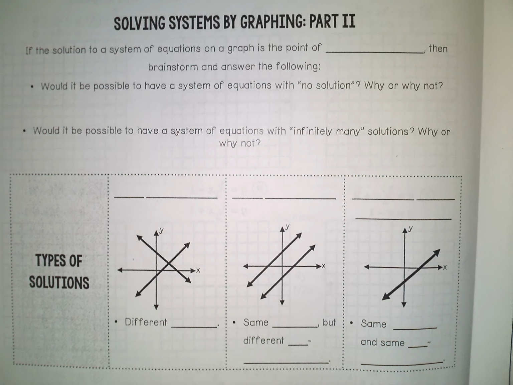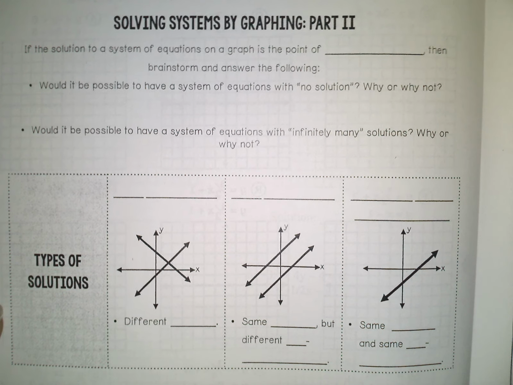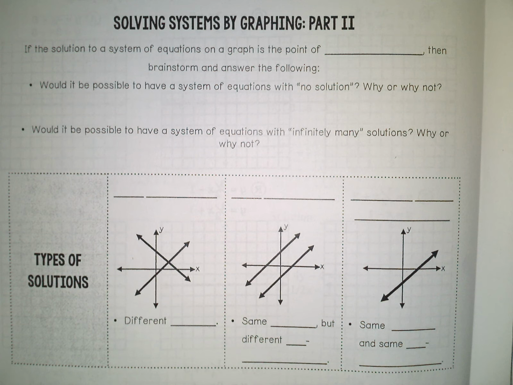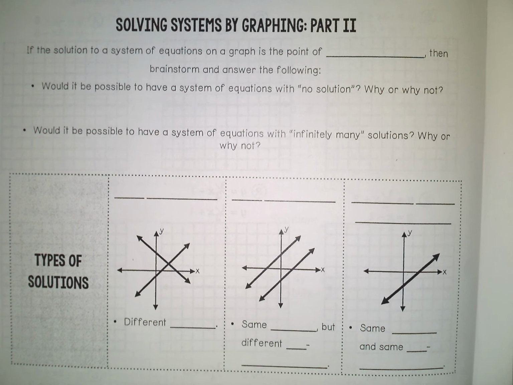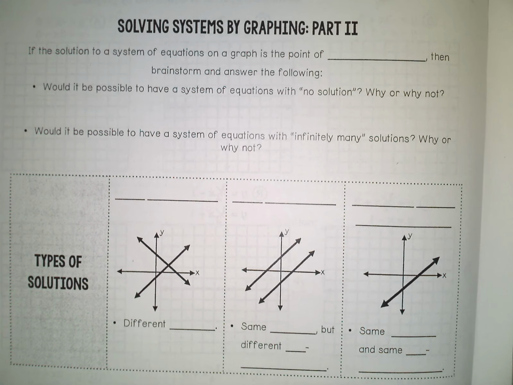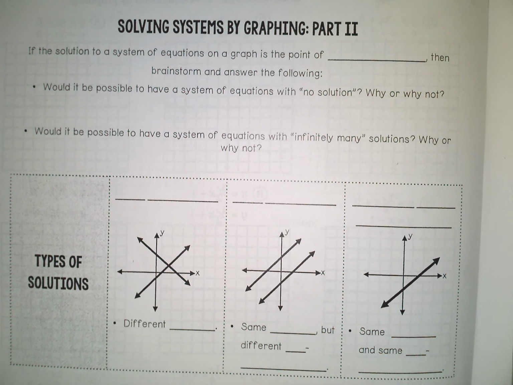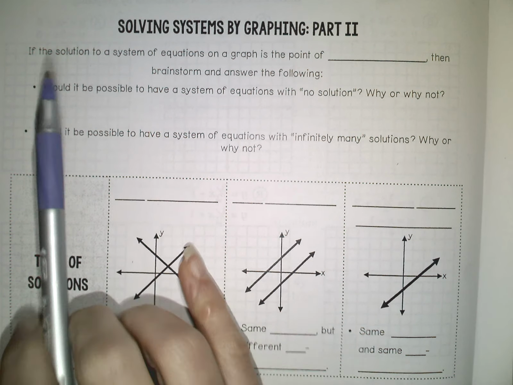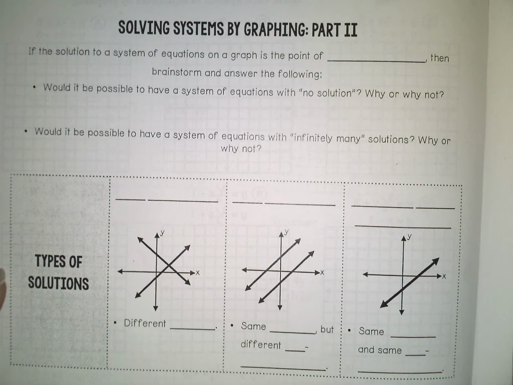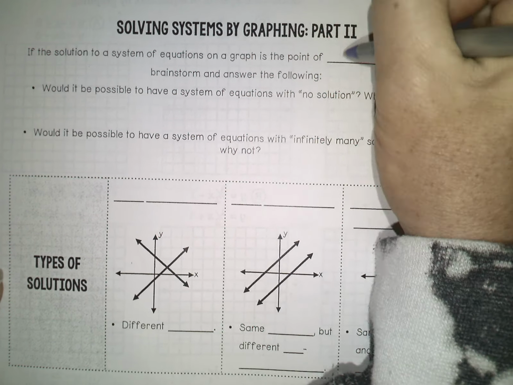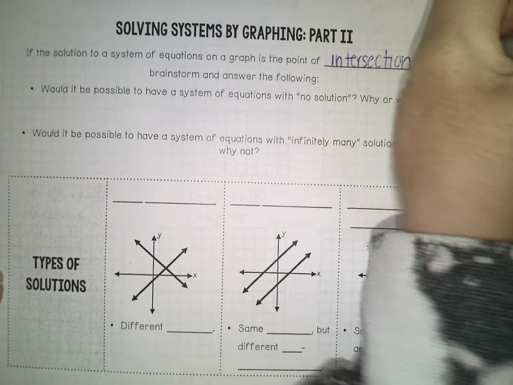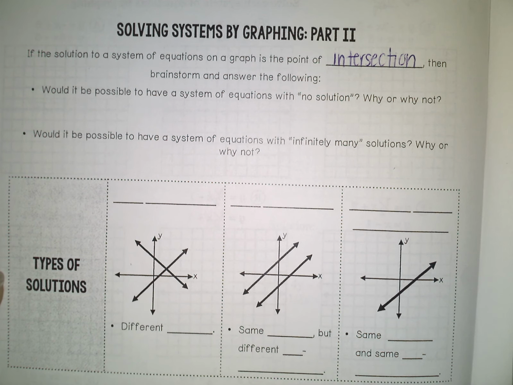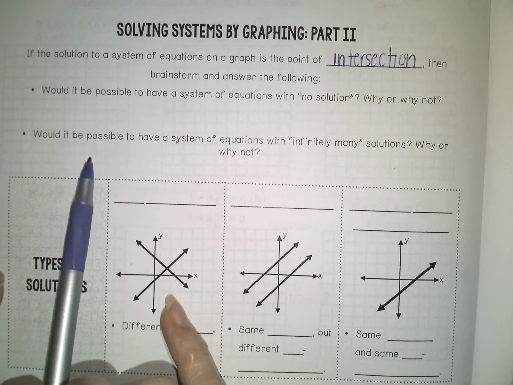So this is just an extension on our systems of linear equations graphing. On Tuesday, we talked about what the solution looks like when two lines intersect and how the point is their solution. So we know the solution to a system of equations on a graph is the point of intersection, then let's brainstorm and talk about the following possibilities.